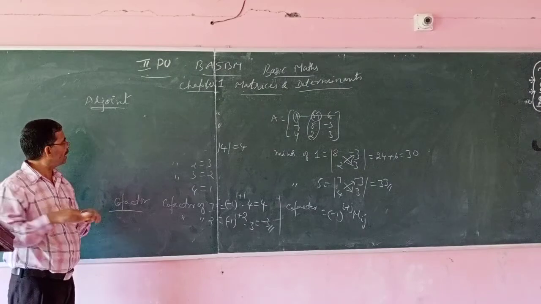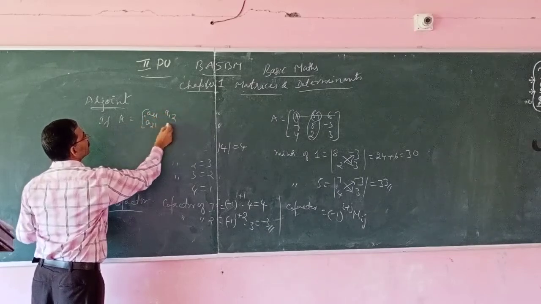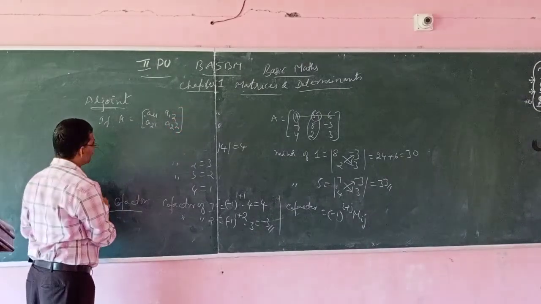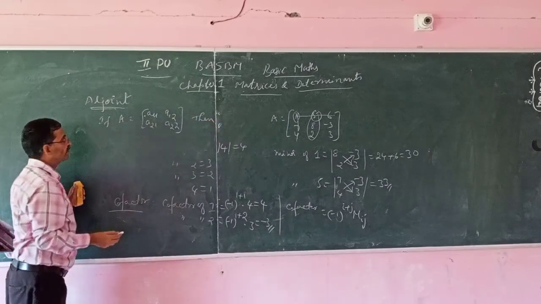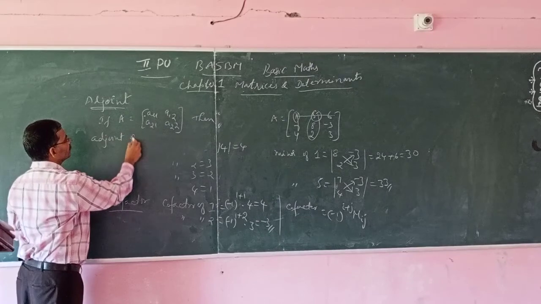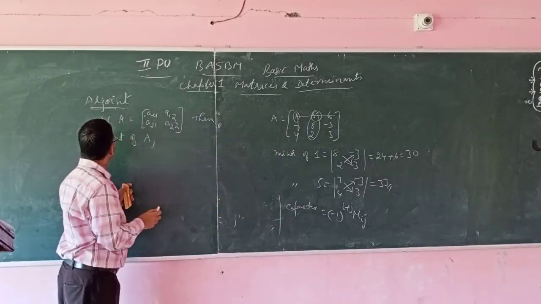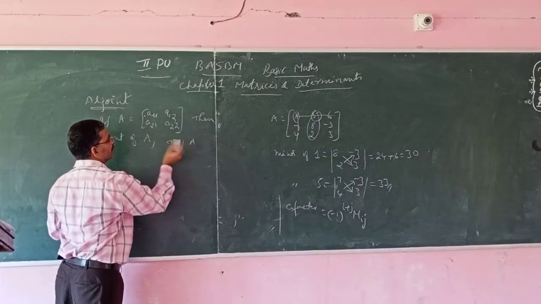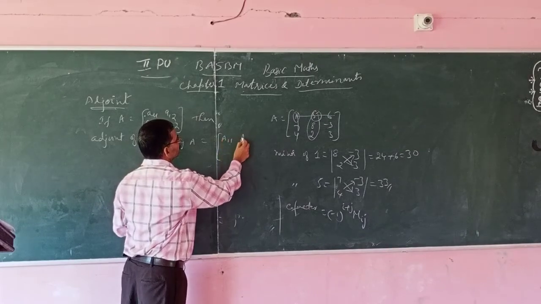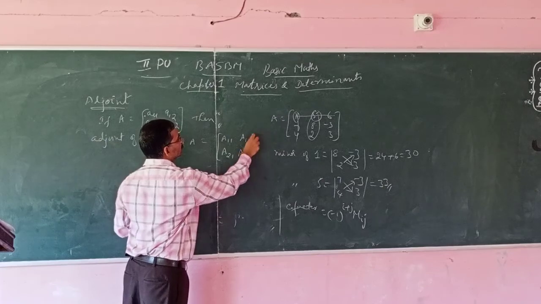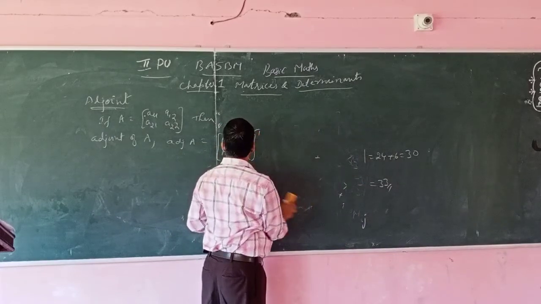First I will generalize. So if A equal to A11, A12, A21, A22, then adjoint of A, denoted by ADJ, denoted as adjoint of A, equal to A11, A12, A21, A22 transpose. So what is A11 here?